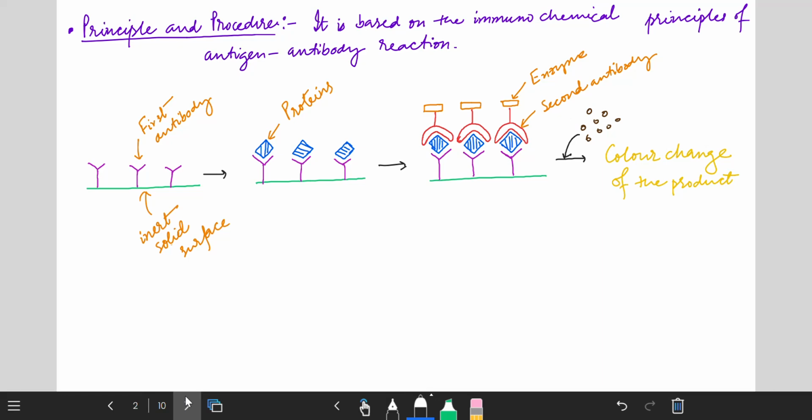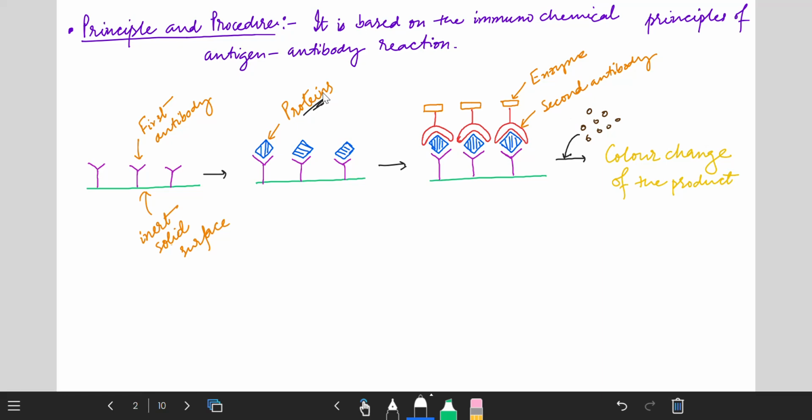Now, what are the steps involved in this process? In the first step, an inert solid surface is used, made up of polystyrene or polyphenol. So antibody against the protein or antigen to be determined is fixed on an inert solid surface which is made up of polystyrene. In the second step, what is done? The biological sample or patient sample containing the protein or the unidentified antigen to be estimated is applied on the antibody coated surface. So these proteins can be antigen, which is unidentified antigen.